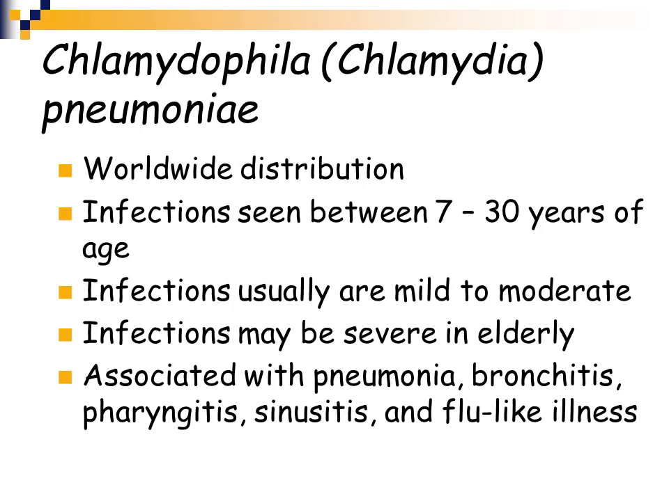Now we're going to move on to Chlamydophila pneumoniae, which used to be Chlamydia pneumoniae, and some people will still refer to it as Chlamydia pneumoniae. Chlamydophila pneumoniae has a worldwide distribution. Infections can be seen in individuals commonly between the ages of 7 and 30. Infections are usually mild to moderate, not super severe, but they can be severe in the elderly. Although it's not a common infection in the elderly, if elderly do get infected, it can be more severe.